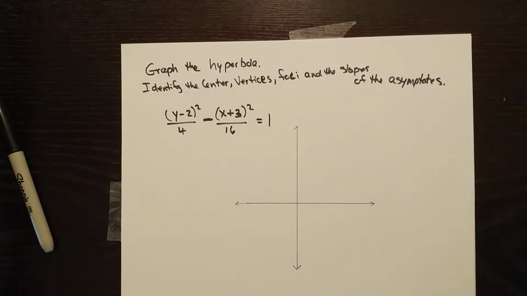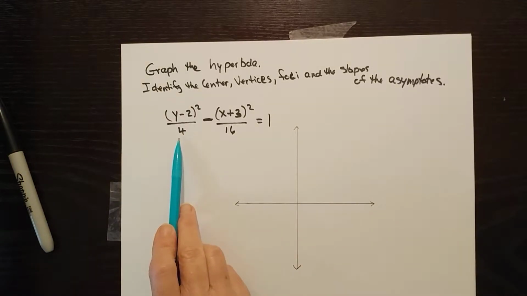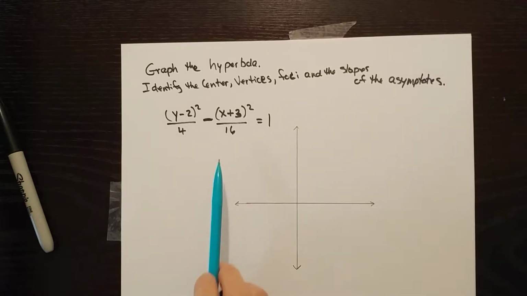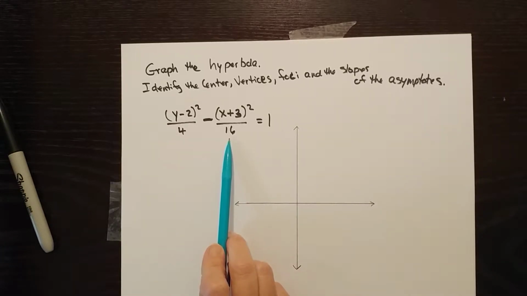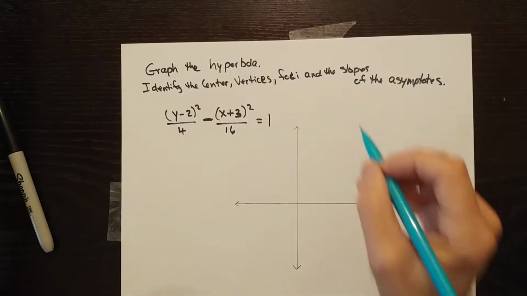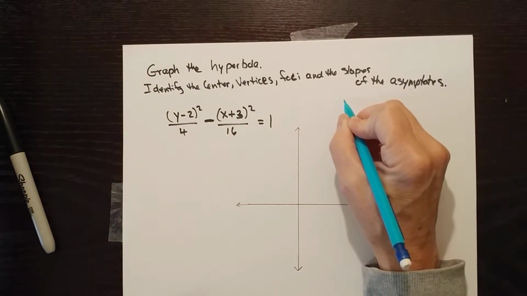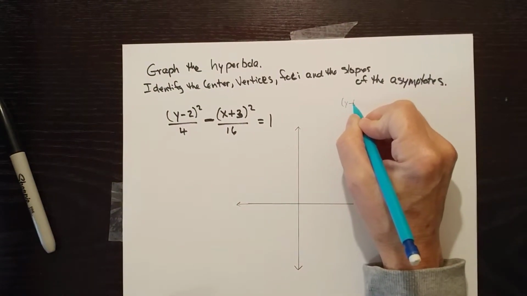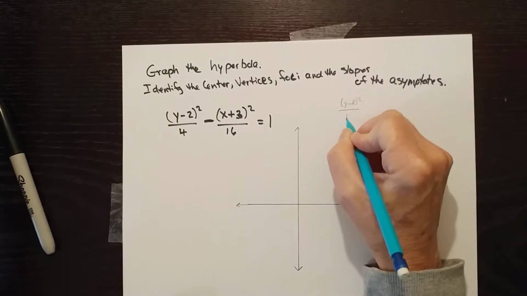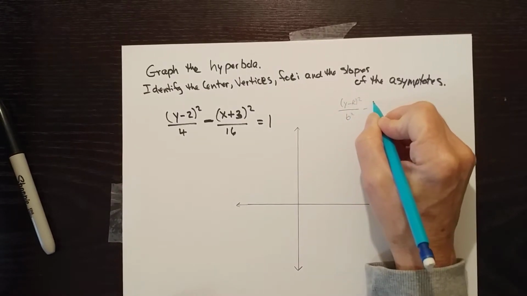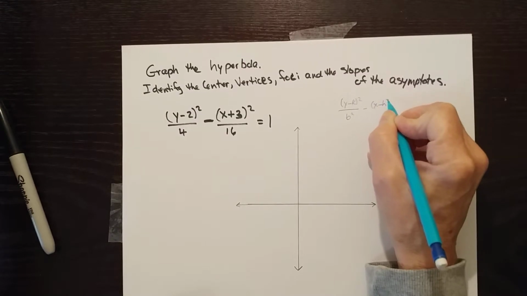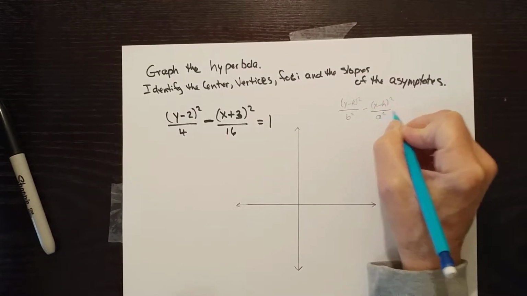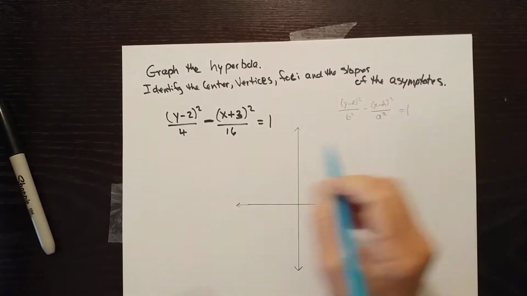The way that I teach this, the vertical value, the b squared, is always underneath the y squared, and the a squared, the horizontal value, is always underneath the x squared. So this is the generic form: (y minus k) squared over b squared minus (x minus h) squared over a squared is 1. This is what we're looking at right here.